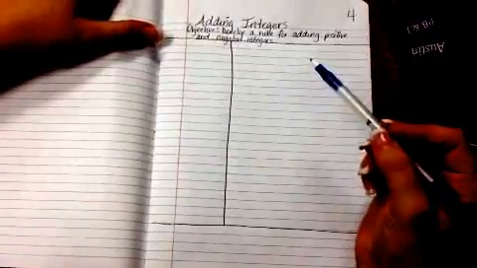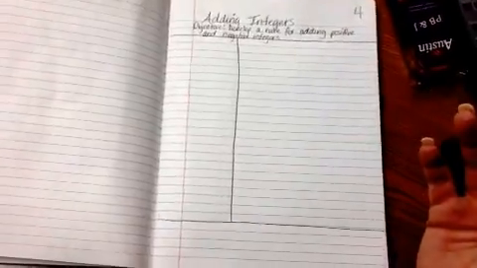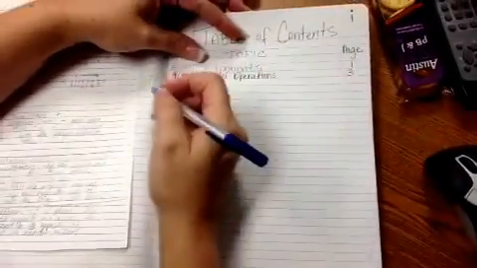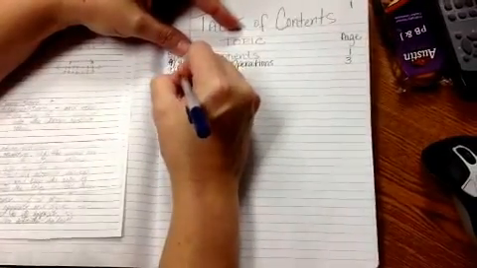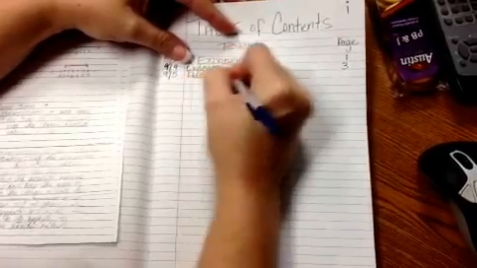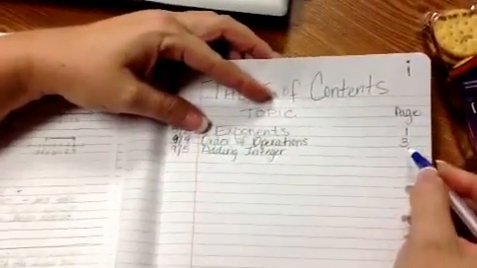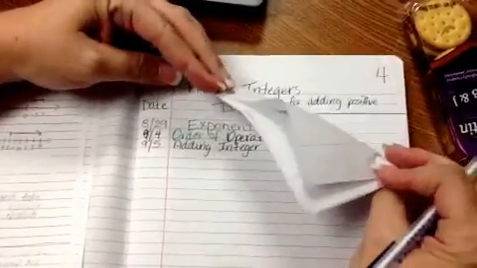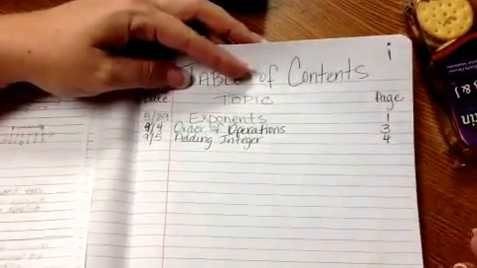Okay, today we're going to take notes on adding integers, which is an extension of the activity we did in class. The first thing you want to make sure to do is write in your table of contents. So today's date is the 5th, and we're going to put in adding integers. Now my page is page 4. Yours may or may not be page 4, so write accordingly.